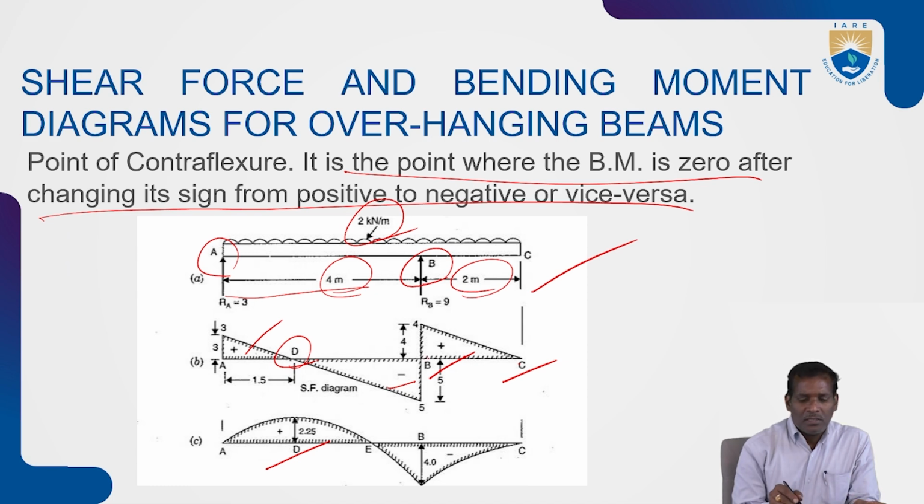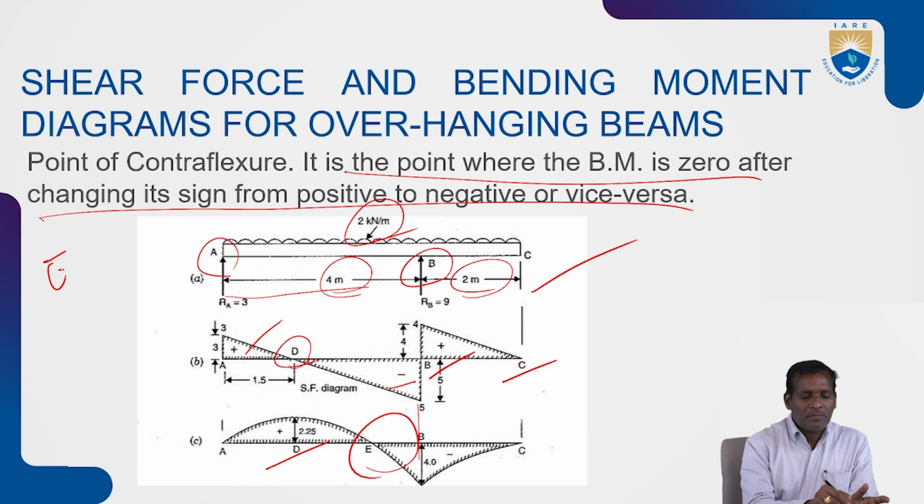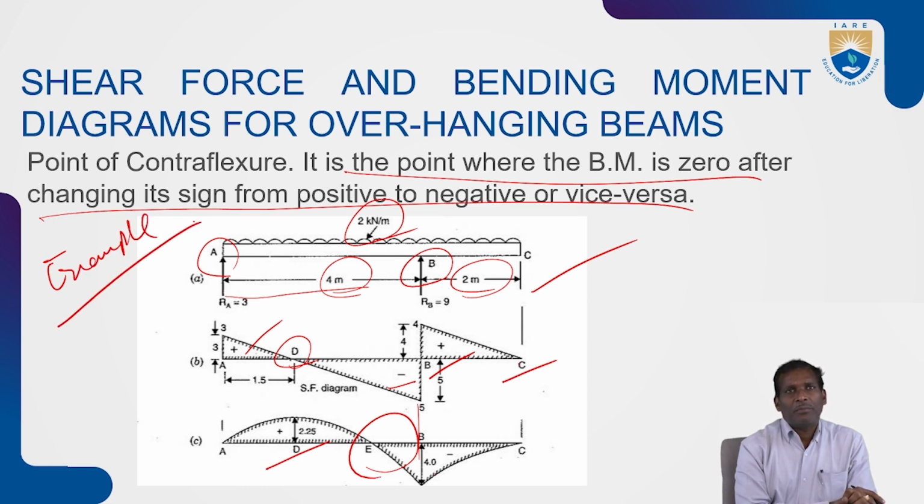Up to this portion, the bending moment changes its sign from positive to negative. This point is known as the point of contraflexure or inflection. It is the point where the bending moment is zero after changing its sign from positive to negative or negative to positive. So this is the example for this overhanging beam.